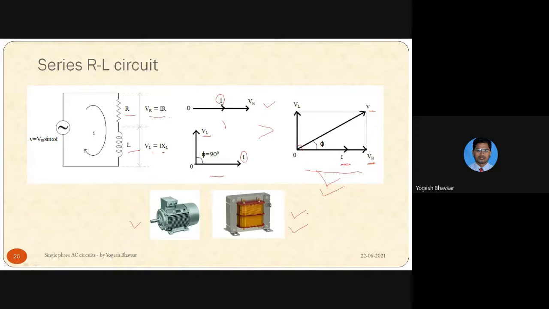There are a lot of examples. A choke is also there, because even though it is an inductor, it has some resistance. So all types of windings, all types of appliances where a winding is wound, have a resistance and it becomes a series RL circuit if it is connected in series. So this is the complete phasor diagram.